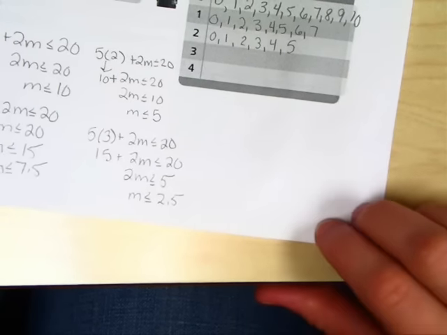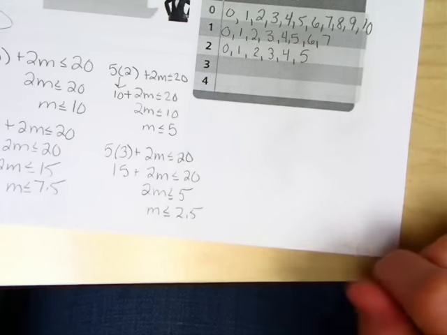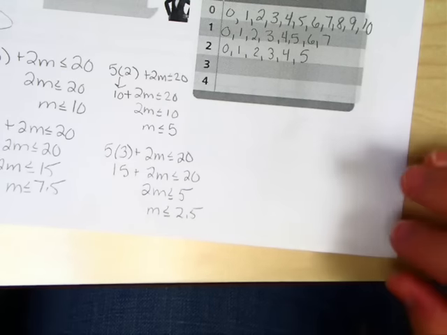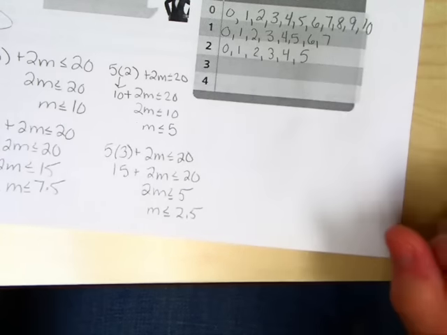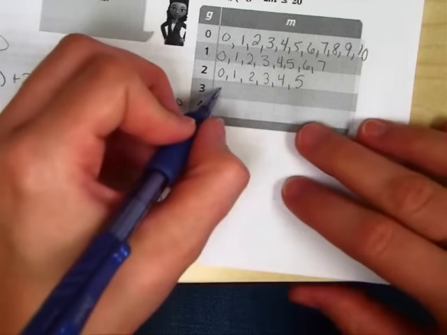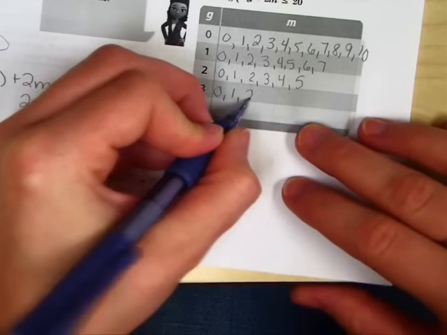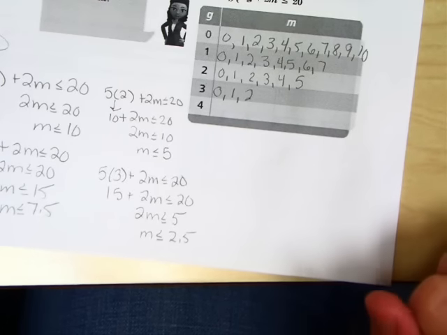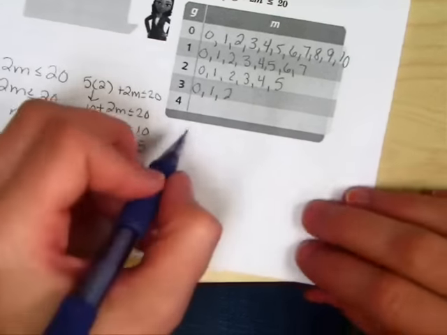Now we have a decimal again. That's not an integer. It's not a whole number. So I've got to go down to the nearest whole number, and that would be 2. So when g is 3, which is what I plugged in, I have 0, 1, and 2 to pick from for the letter m. The last number I plug in is 4.